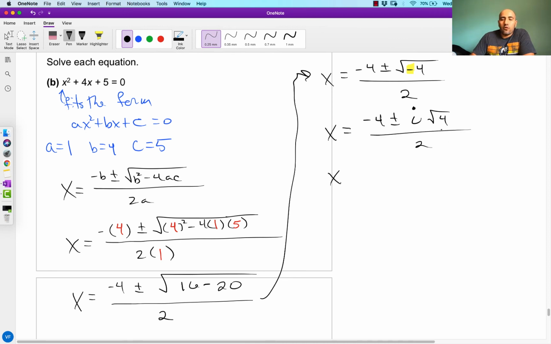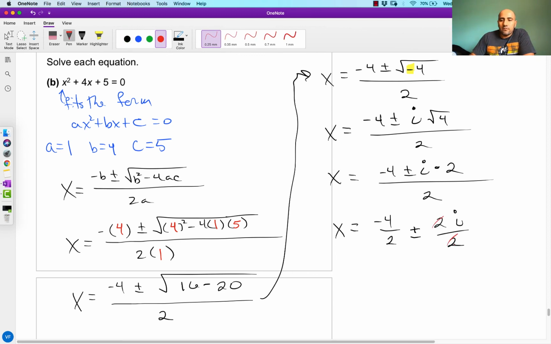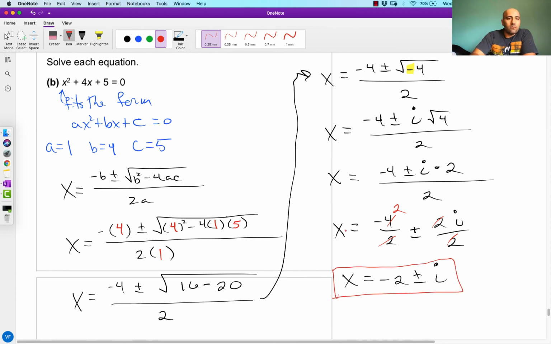And so now the square root of 4 is a 2, so this becomes negative 4 plus or minus i times 2 all over 2. And then we can separate this into negative 4 divided by 2 plus or minus 2i divided by 2. The 2's cancel. The 2 goes into 4 2 times. And so we get a final answer of negative 2 plus or minus i. Let's check our work. Does that work? Is that the value that makes that a true statement?